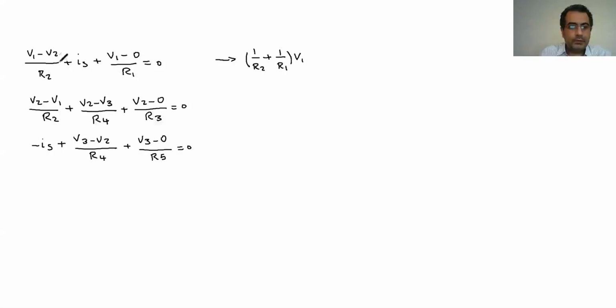Then I go to the V2. For the V2, the only thing I have is negative 1 over R2 times V2. And then for the V3, I don't have anything, so I put 0 for V3. And all the other things that are not V1, V2, or V3, I take to the other side of the equation. So the IS, I will take to the other side of the equation. It's going to be negative IS.